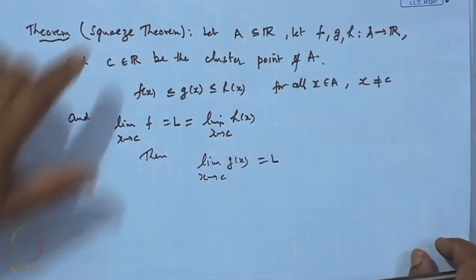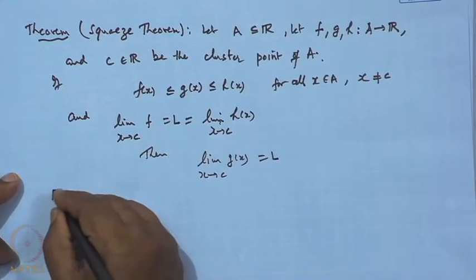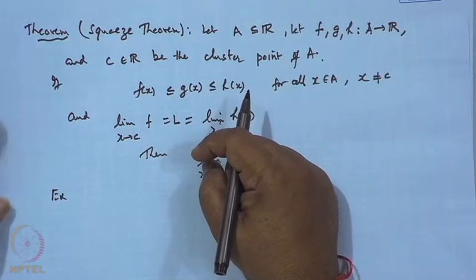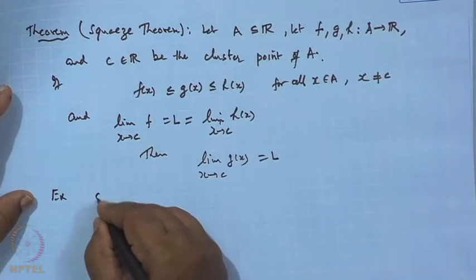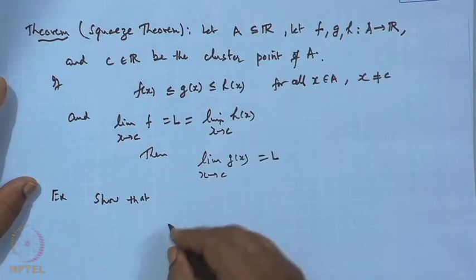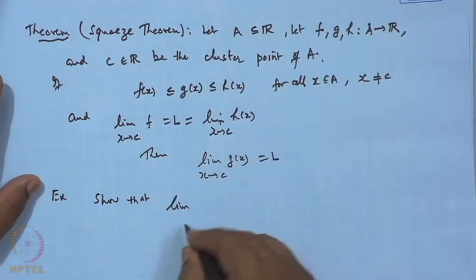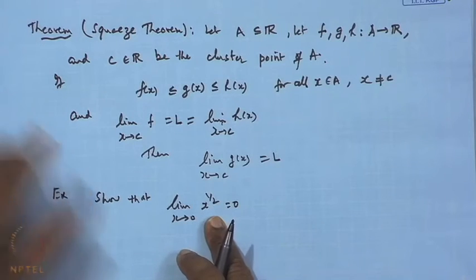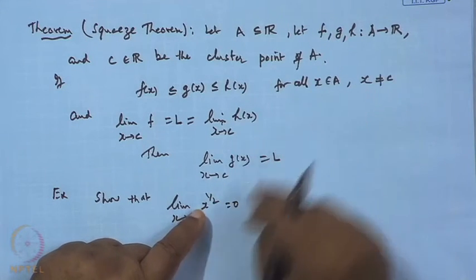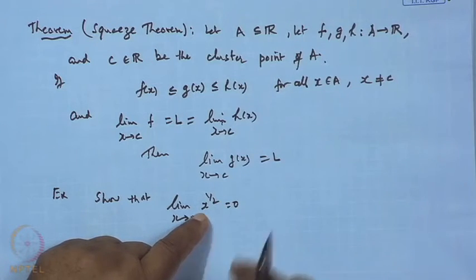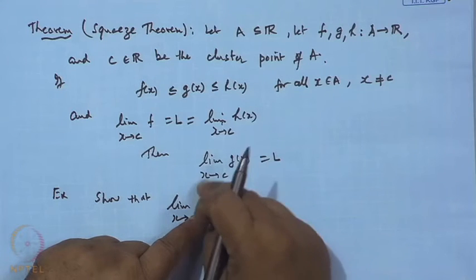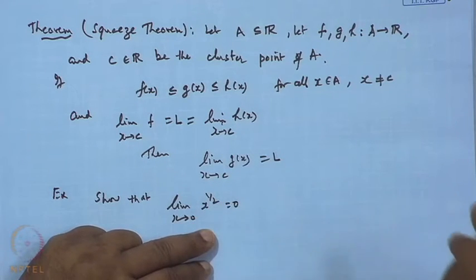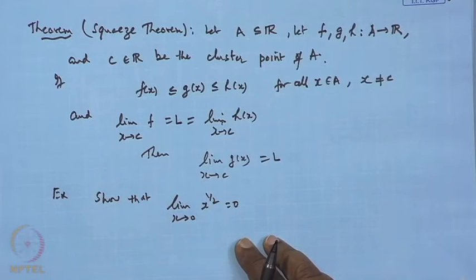Let us see the application of the Squeeze theorem, where we can apply it to get the limit of functions easily and quickly. Suppose I say that the limit of x to the power half when x tends to 0 is 0. We have already seen that when n is a positive integer, x to the power n can be written as x into x, up to n times, and the limit as x tends to 0 will be 0. But when the power is fractional, you cannot write it in the form of x into x or something like that.